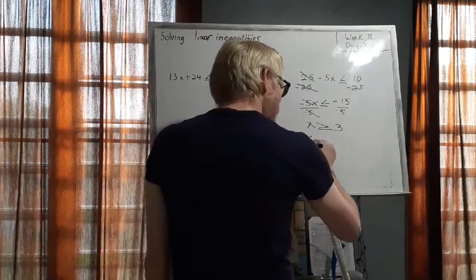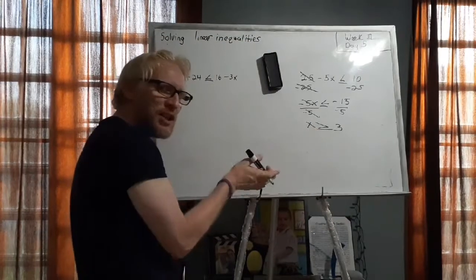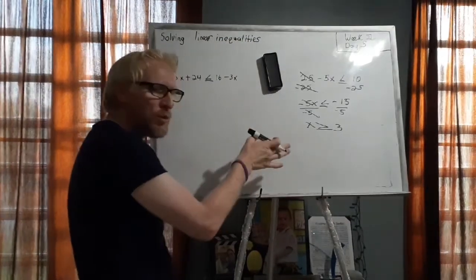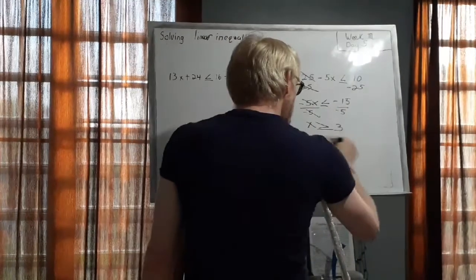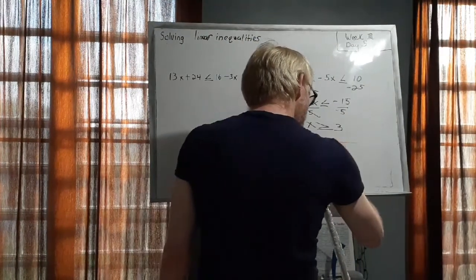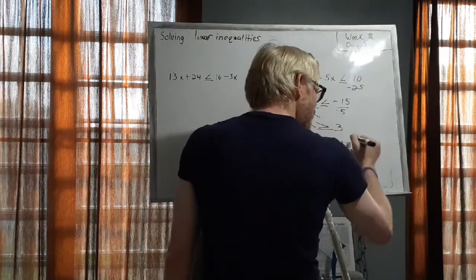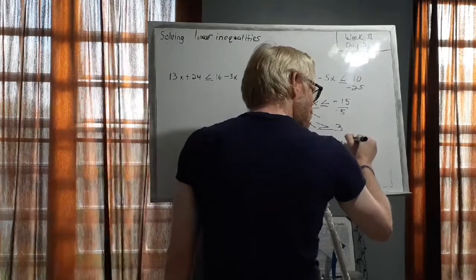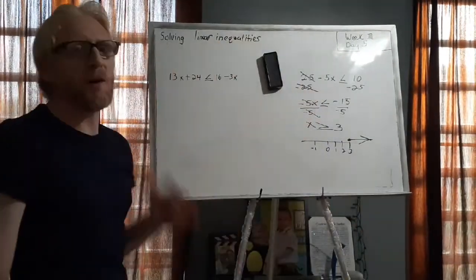And how do I graph that? Very simple. I graph that because the inequality sign is facing the x, and it's greater than or equal to. That means that x is going to be any number greater than or equal to 3. So I draw my number line, and let's say this is negative 1, 0, 1, 2, and 3. And since it's greater than or equal to, 3 is shaded, and I draw my ray moving to positive infinity.